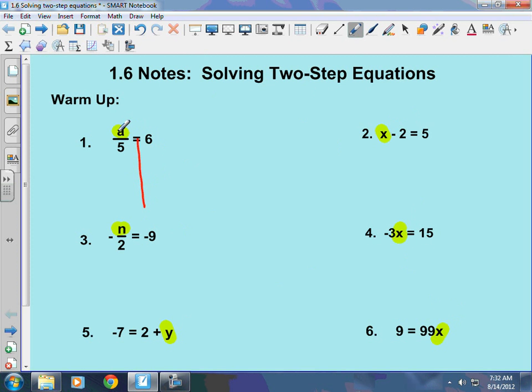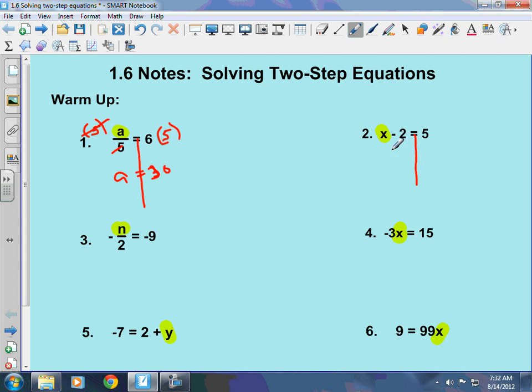Then I ask what's going on between the letter I want by itself and the number I have to move. Well, this is division. How do you undo division? Multiplication. So I multiply both sides by the number. My 5's cancel. A equals 30. That is because 30 divided by 5 equals 6.